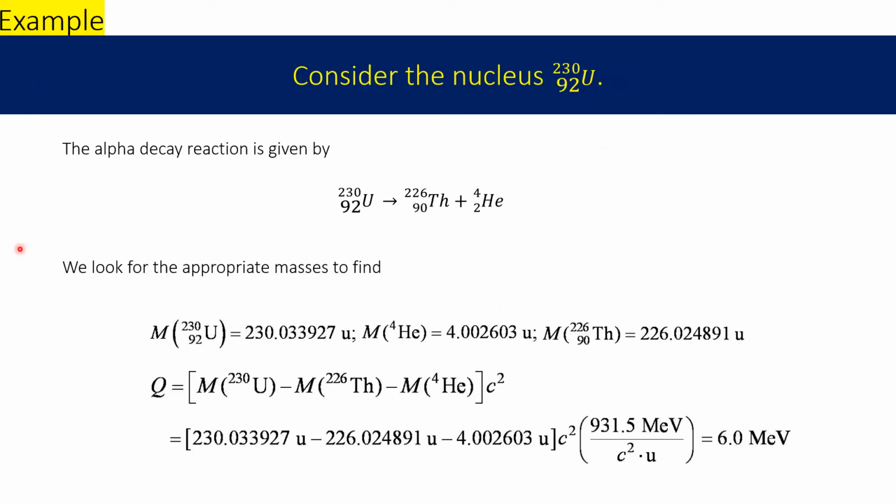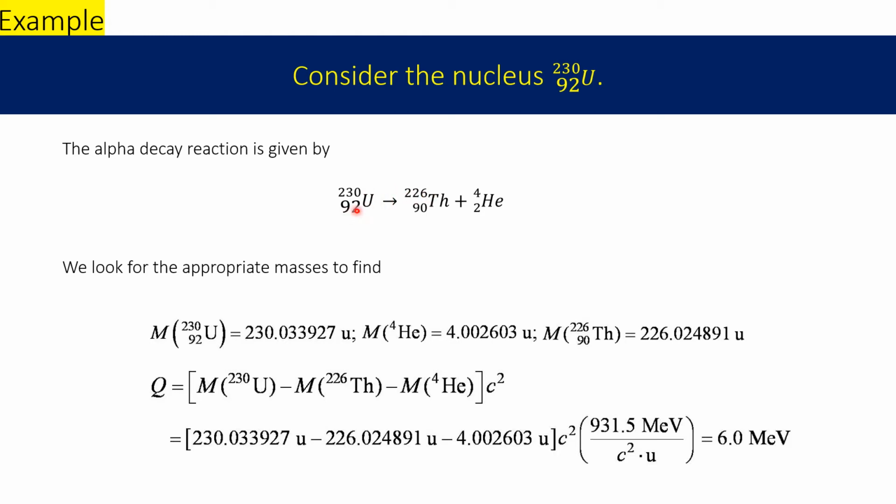Now let's consider the nucleus of uranium-230, which has an atomic number of 92. And let's look at the alpha decay reaction. The alpha decay reaction is given by your parent nuclei, your uranium-230. So we subtract 4 from the atomic mass. So you have 230 minus 4, so it becomes 226.